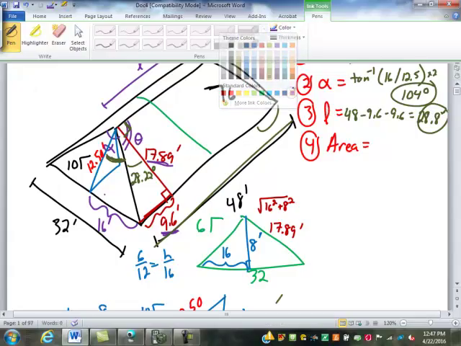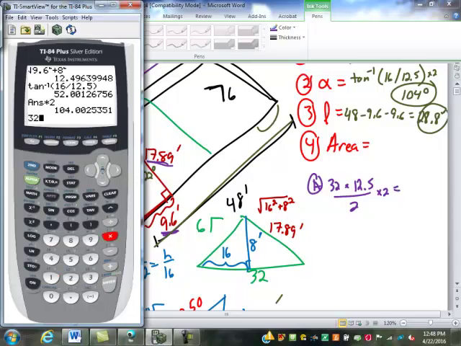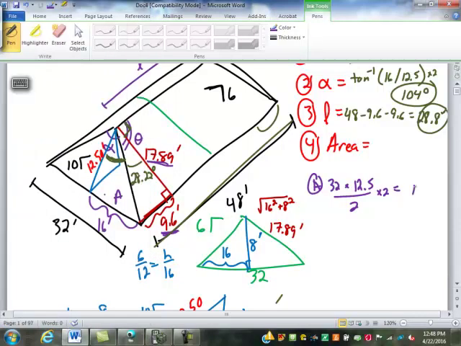Now for our area, we really have everything we need. We have 2 triangles here. I'm going to call that area A here. The triangles are both 32 by 12.5 divided by 2, and then of course times 2, because there's two triangles. So that ends up with an area of 400 square feet for the two triangles.